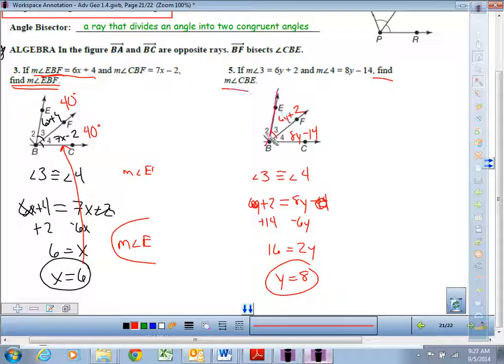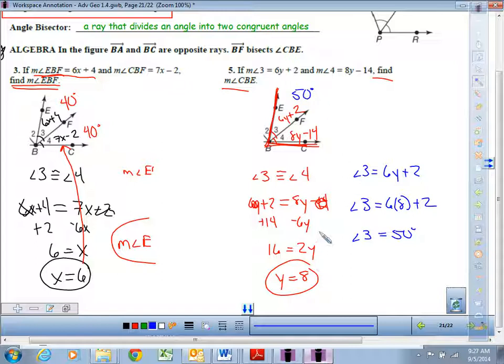What we need to be heads up on is that CBE is actually the entire thing there, so we have to do a little extra work. Let's find one of these angles. If we find one, we know the other, and if we know both of them, we just add them together. So angle 3 equals 6y plus 2, which is 6 times 8, which is 48, plus 2. Angle 3 is 50 degrees.